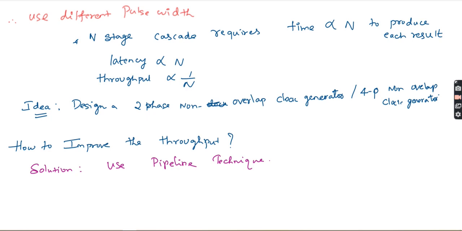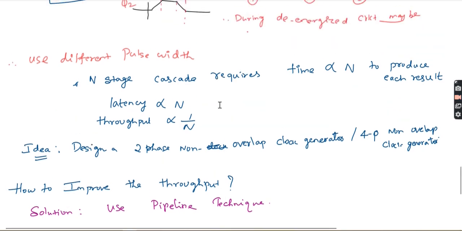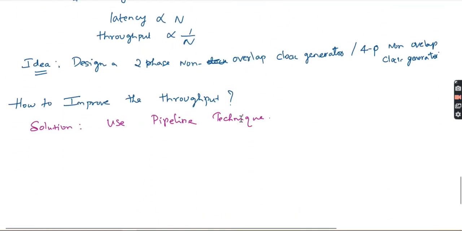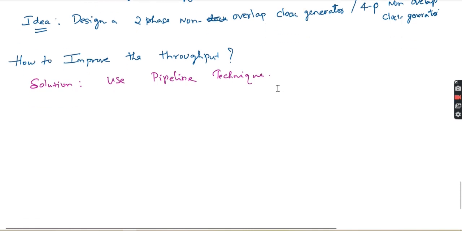One output we are getting has to be held, because initially, as we mentioned at this point, adiabatic operation is possible only if the inputs of every gate are held stable while the gate is energized. So they should be held stable. The only thing you have to do is use a latch also. We need to hold the value. So we can use conventional latches. That is how the pipelining system will be, with latches.